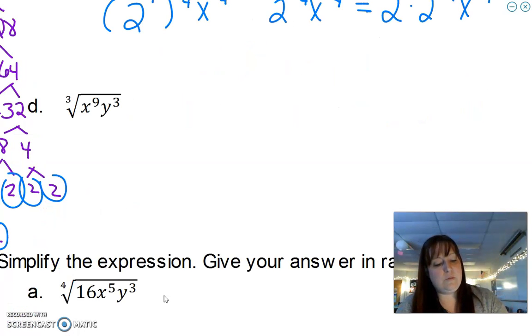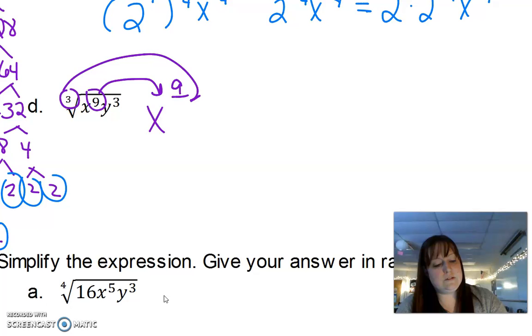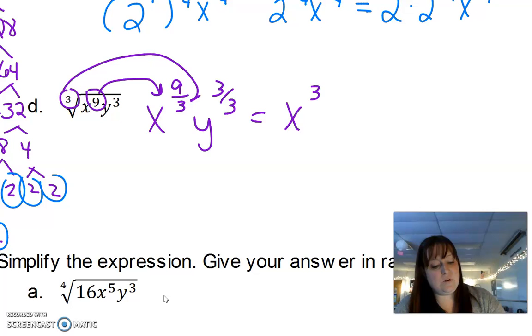This one, remember, it's exponent over index, so exponent over index. Okay, so this is x to the 9/3 times y to the 3/3, and we simplify, so that's x cubed times y. Easy peasy. All right, we're going to simplify these.